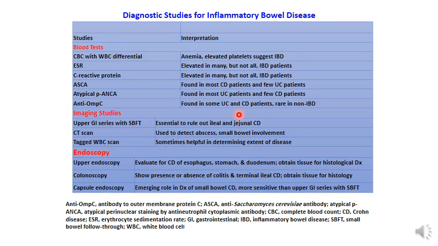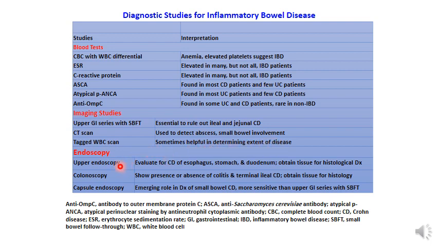So, diagnostic studies for inflammatory bowel disease: you may check for acute phase reactants, ESR, C-reactive protein, usually elevated, not in all. CBC differential, anemia, elevated platelet count, and atypical antineutrophil cytoplasmic antibody, you check this. Upper GI series is essential to rule out ileal and jejunal Crohn's disease. CT scan is used to detect abscess and small bowel involvement. Tagged white cell scan is sometimes helpful in determining the extent of the disease.